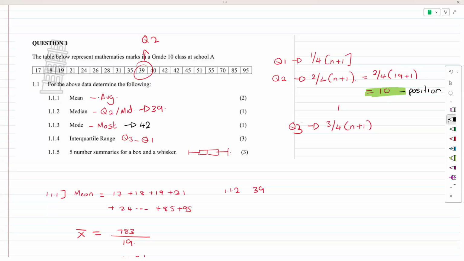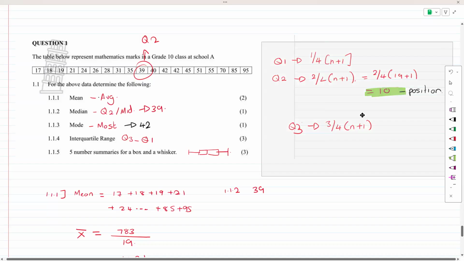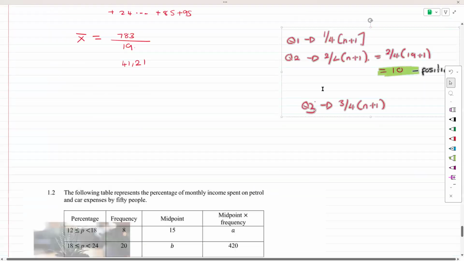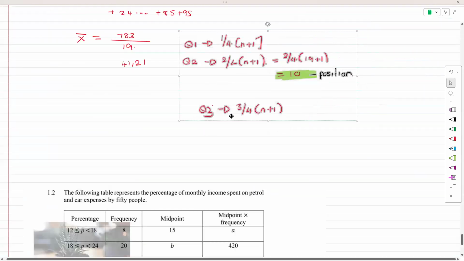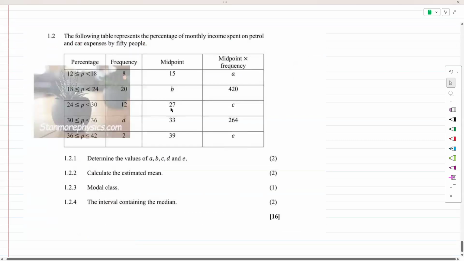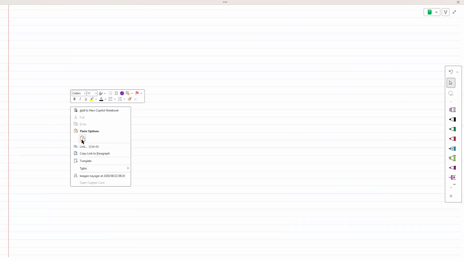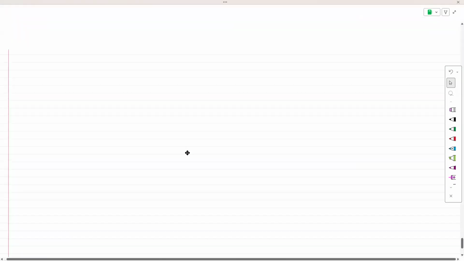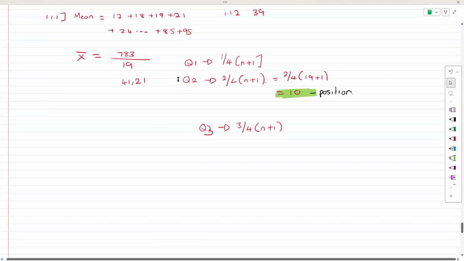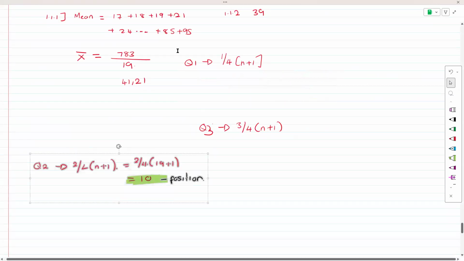Okay, so for me, Q1 and Q3 should be easy. If you're using my formulas, it should be very easy to deal with. Even if you don't use the formula, I'm sure it can be done quite simply as well, by counting, but it's very easy to make mistakes. So let's take Q2 out of the way and let's do Q1 and Q3.